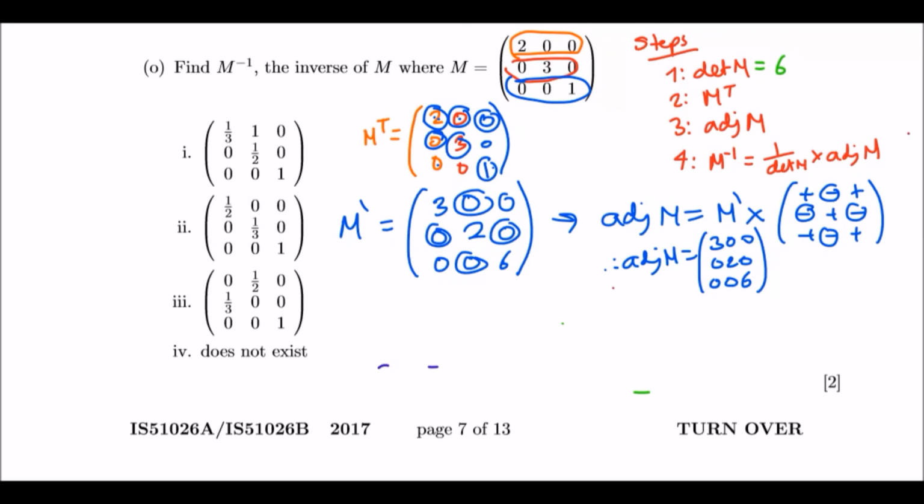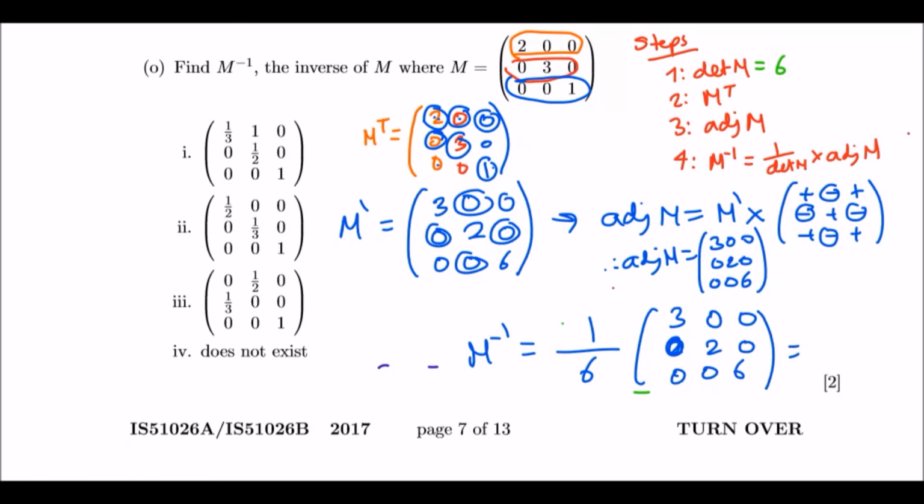So all we do now, we can say finally that the m inverse is going to be 1 over the determinant, which was 6, times the matrix of cofactors, or adjugate matrix, sorry. And then multiply everything by a sixth. All the zeros stay the same, but the 3, 2, and 6 become 3 over 6, which is half, a third, and 1, and zeros all around.